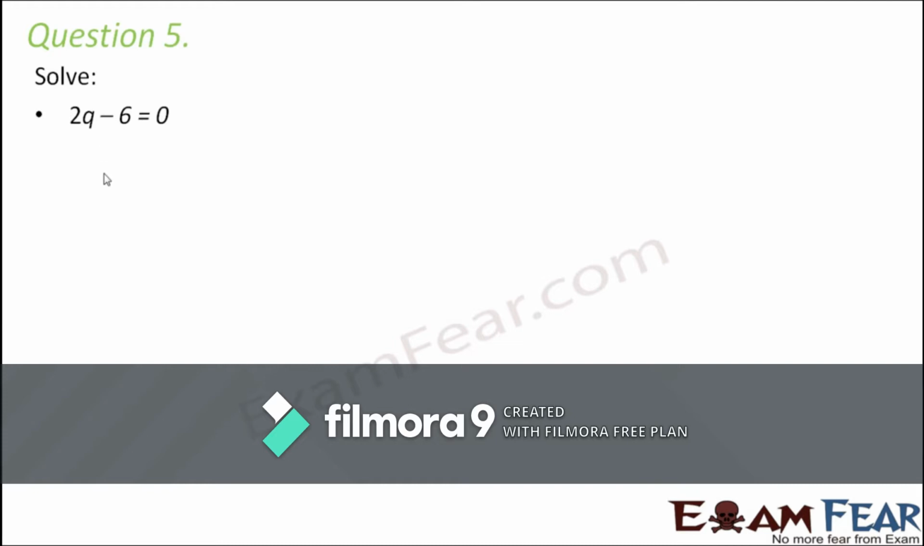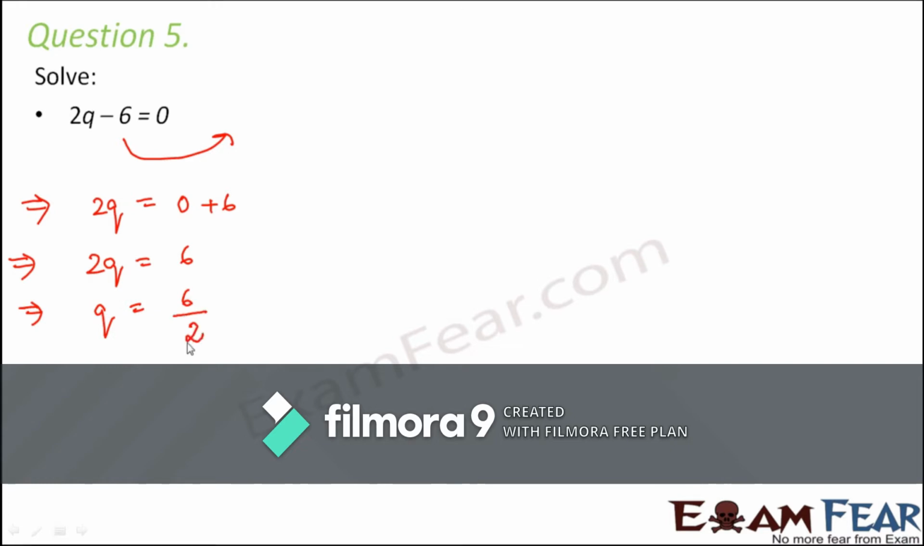Question number 5. 2q minus 6 is equal to 0. Similar here also, first we will move this 6 to right hand side. So this becomes 2q is equal to 0 plus 6. So we can write this as 2q is equal to 6, or we can say q is equal to 6 divided by 2. So 2 3s is 6. Therefore q is equal to 3 is a solution for this equation.